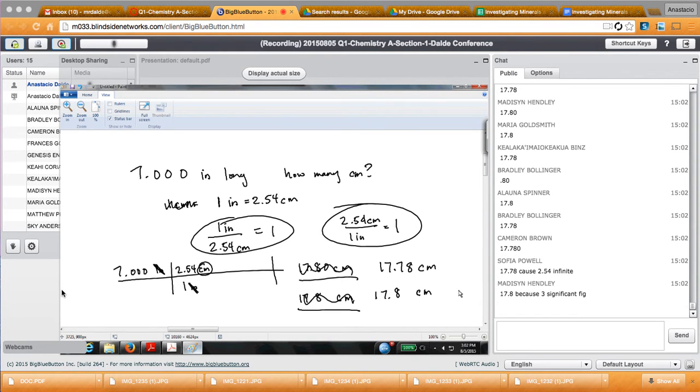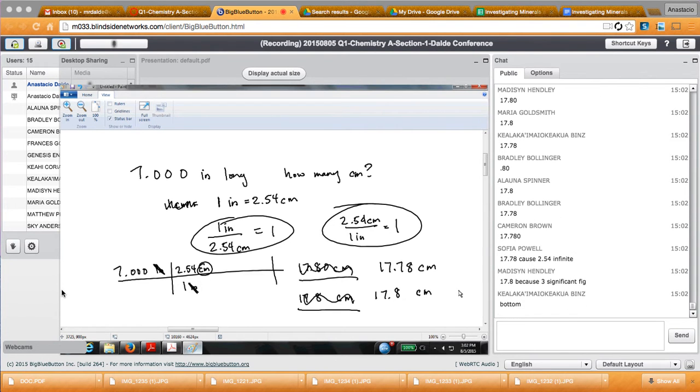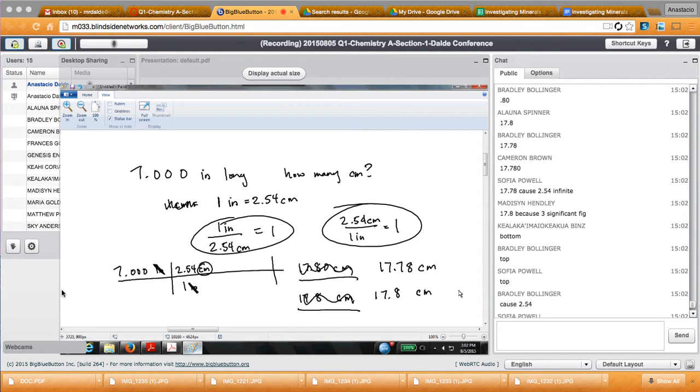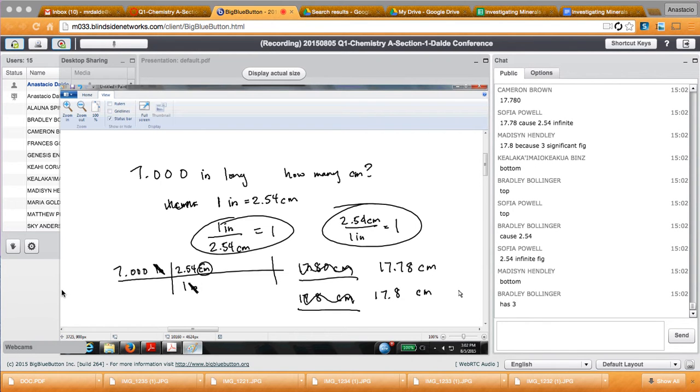The bottom. All right, Madison says the bottom. Everyone's saying the bottom. Bradley's saying the top. All right, Bradley, fight. Why? What's going on? Why are you saying the top? Oh, Sophia jumped on his side now. What do you guys say? Bottom or top? I prefer the bottom, but I like the top. What? Choose one, bottom or top. You guys are crazy.